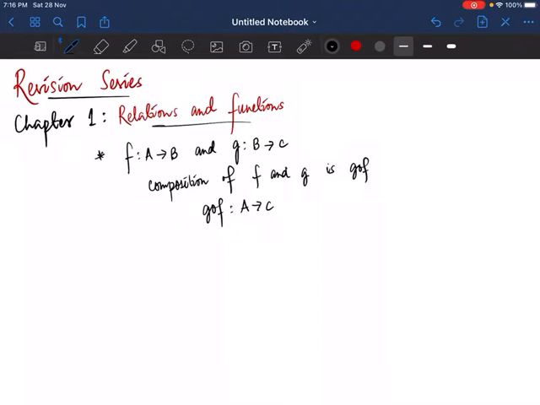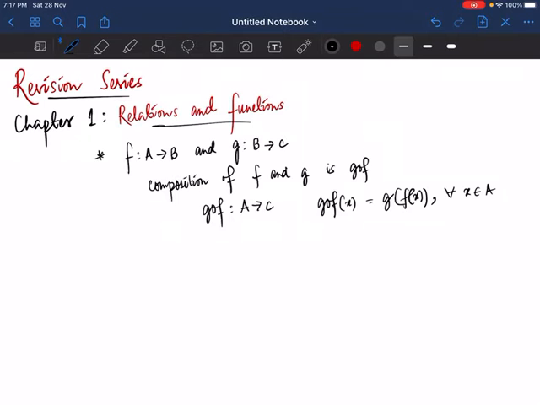Clear? So in place of g of f we can write it as g of f(x). So basically f(x) is present inside the g function. So for all x element of, now look here, x is an element of what? A, right? Because it's starting from the set A. So for all x element of A we have g of f(x) given like this.